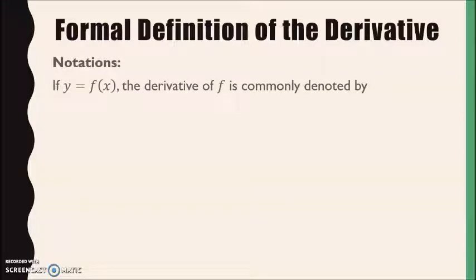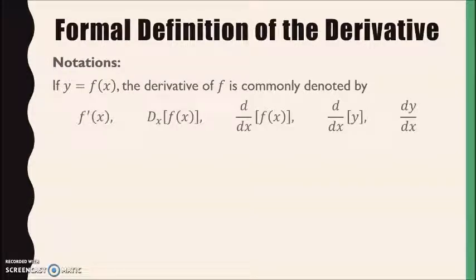There are actually many different notations for derivative. So if y is equal to f of x, the derivative of f is commonly denoted by f prime of x, d sub x of f of x, d over dx of f of x, d over dx of y, dy over dx. All of them, if you see them, those notations are only asking for the derivative of f of x or the derivative of y in terms of x.